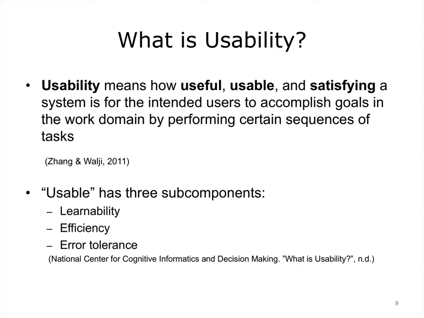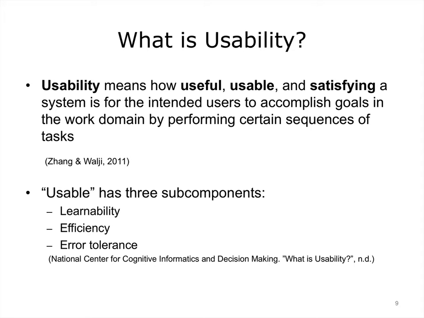The scientists at the National Center for Cognitive Informatics and Decision Making, or NCCD, have given a lot of thought to this definition. Let's look at those three key concepts: useful, usable, and satisfying, that make up usability for an electronic health record, or EHR. Useful: how well does the system support the work you're trying to do? A system is useful if it can perform the functions necessary to get the job done. It's that simple. Usable: is it easy to learn, easy to use, and error tolerant?